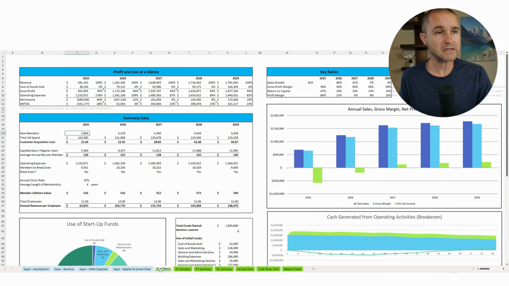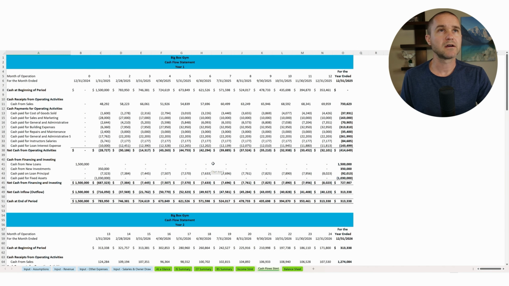Now, that really brings us back to our at a glance tab. So we've filled everything out. Now, the thing I want you to make sure to do at this point, once you've filled everything out, is always take a look at the cash flow statement here. Take a look at this cash at beginning of period each month. Just make sure that never goes below 0. If it goes below 0, you're out of money. You don't want to go there. So that's a good thing to always check. Make sure that stays positive.